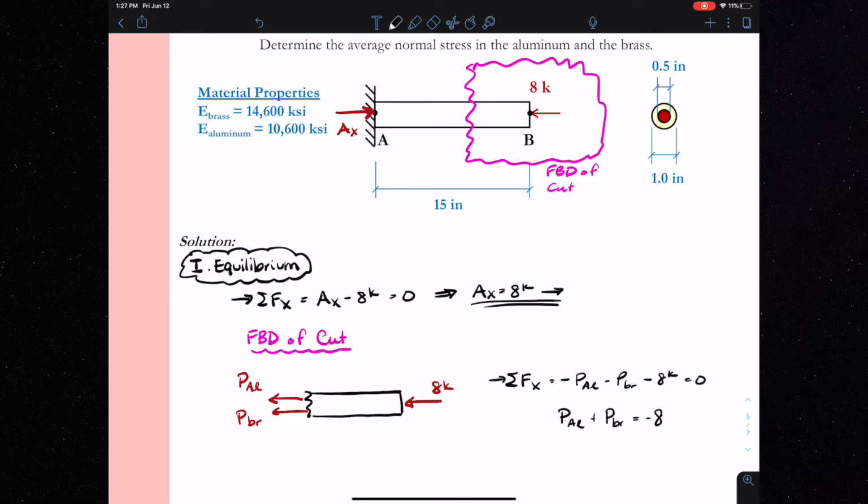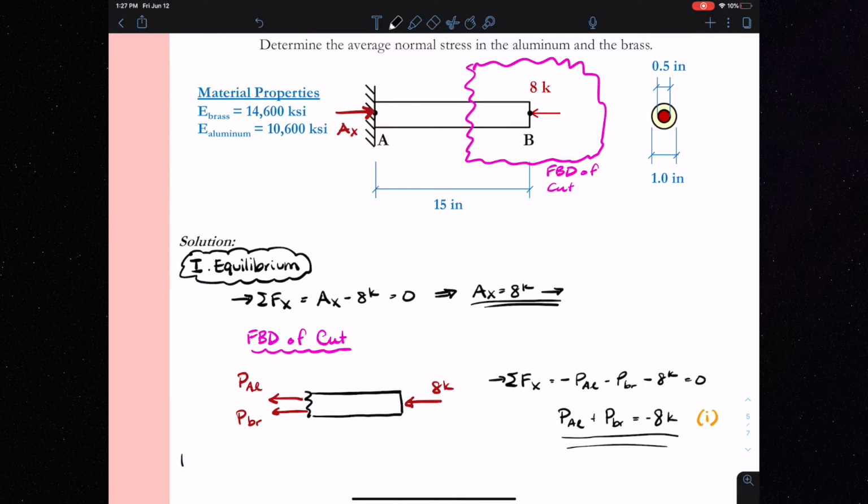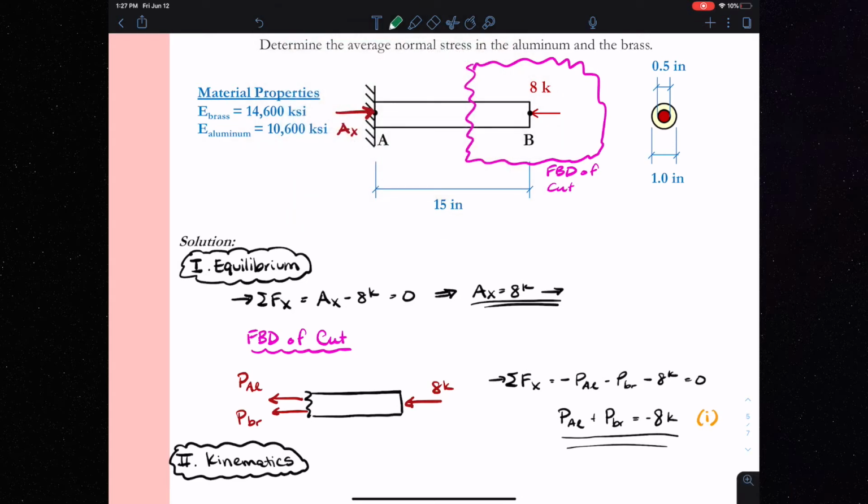One thing that is pretty easy to determine, though, is that from sum forces in the X, I can identify that P aluminum plus P brass has to equal the 8 kips of compression force that is applied. So you see there my sum forces in the X equation, and ultimately I get my first equation from equilibrium that together the aluminum and the brass have to total 8 kips compression. But I don't necessarily know how much one is taking versus the other. And so I'm going to keep on using my engineering toolbox to figure out what that relationship is.